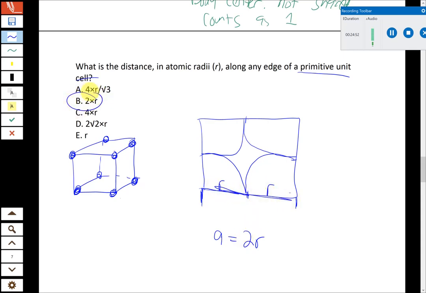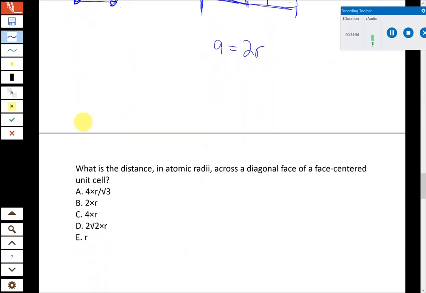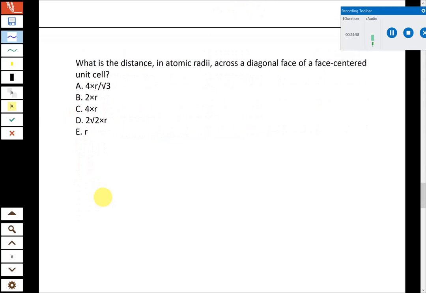So B would be the correct answer for this one. And then the next one is a different unit cell in this case. So we're looking this time for the distance across a diagonal of a face-centered unit cell. So instead of talking about the side distance, we're talking about the diagonal distance, or instead of talking about primitive, we're talking about face-centered cubic.